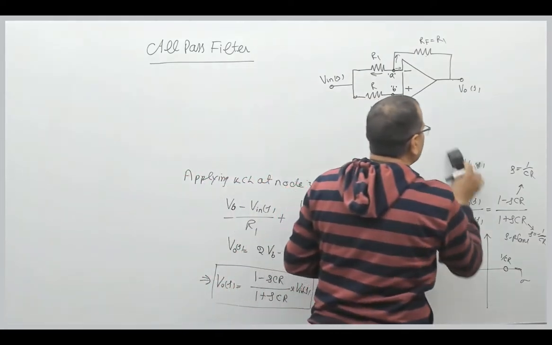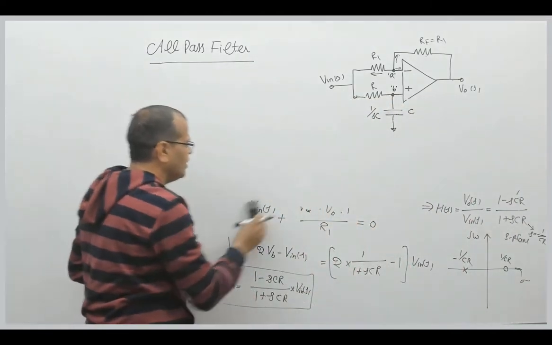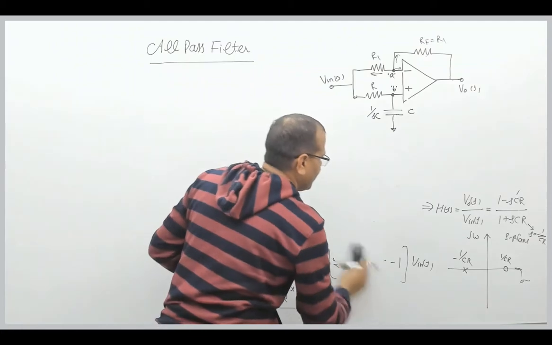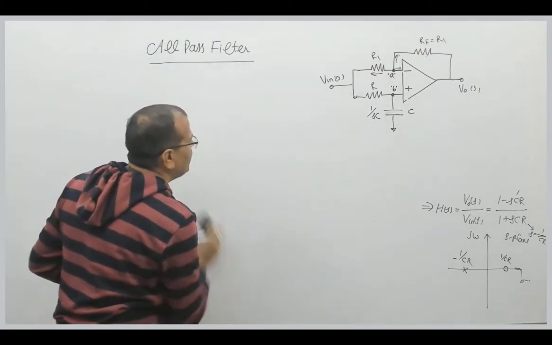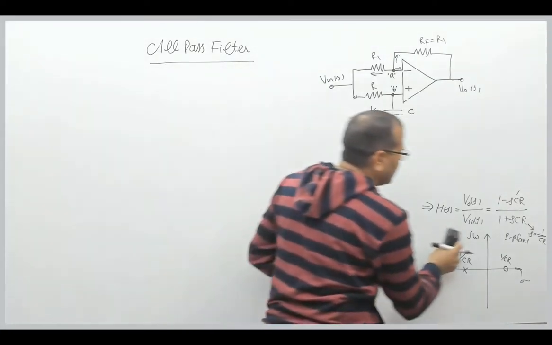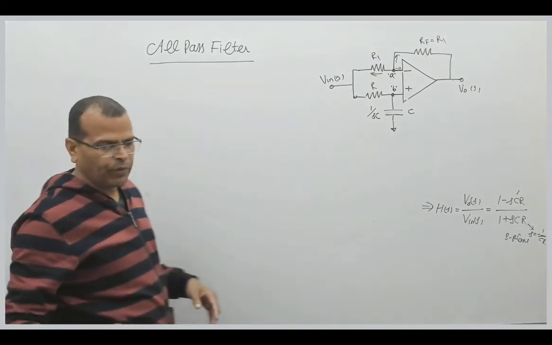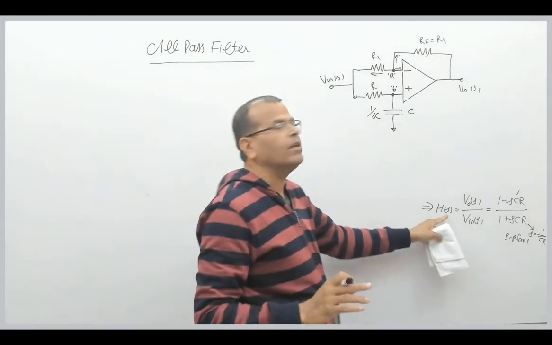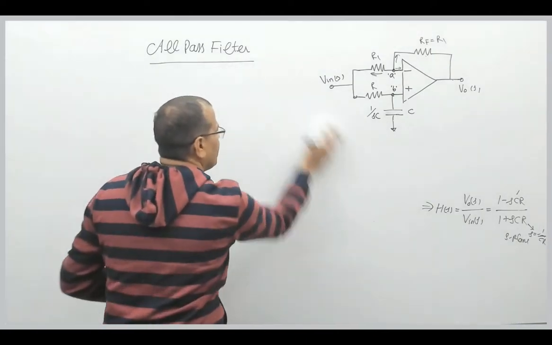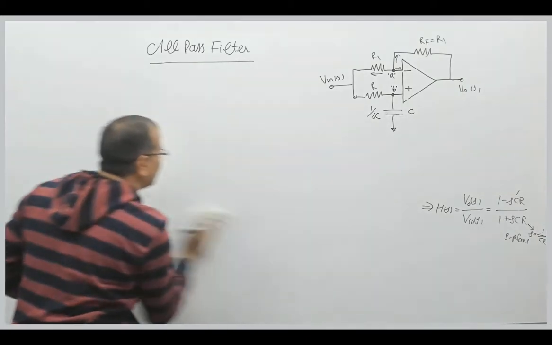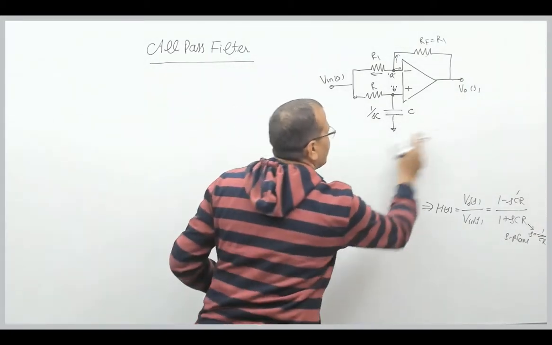So by replacing S by j omega, I can write the transfer function for this filter, right? Rather than saying transfer function, we can say the gain of this filter can be written in terms of frequency. That is the transfer function when it is S, and when you replace S by j omega, you can call that either the gain of the filter or the transfer function in the frequency domain, right?